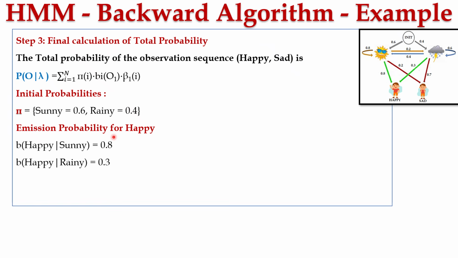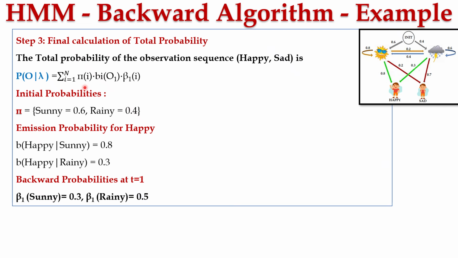The emission probability for being happy, that is B of happy given sunny, is 0.8 as per our model. Similarly, B of happy given rainy, the value is 0.3 as per our model. The backward probability at t equals 1 for the state sunny is 0.3 and for the state rainy is 0.5, which we have calculated in the previous step.